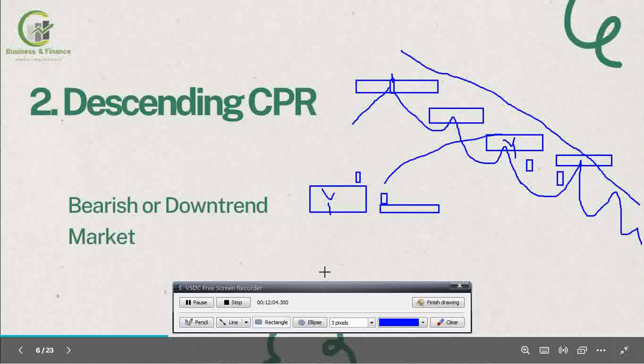Now however, the inside CPR and outside CPR, plus narrow CPR and wide CPR, will apply in the same way. Okay, so these are the things that you should keep in mind.